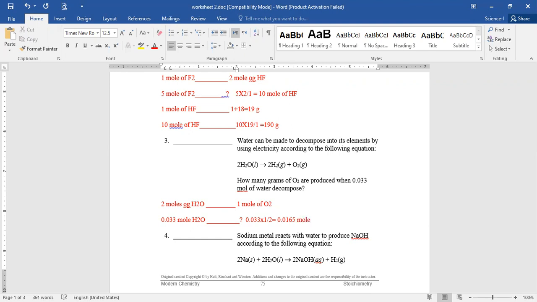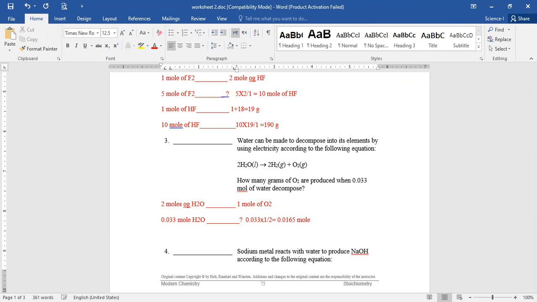But actually he asks about the amount of oxygen in grams, so we need to change this into grams. So 1 mole of oxygen equals how many grams? Each atom of oxygen equals 16 gram. So we find it equals 16 multiply 2, which equals 32 gram.